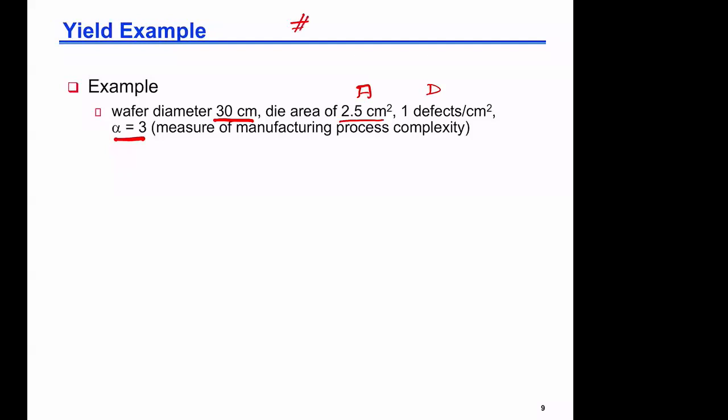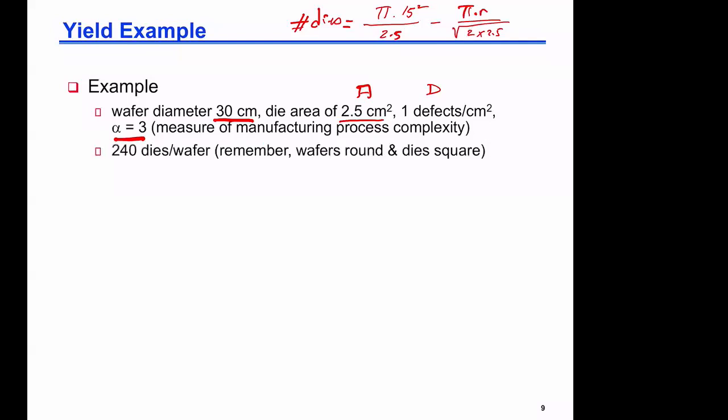The number of dies that we're going to fabricate is going to be the wafer area, which is pi r squared, so pi times 15 squared, over the die area, which is 2.5. The two units are centimeters squared, so we are fine, minus the wafer perimeter, which is pi r over some constant, which is root 2 times the die area. This tells me that per wafer I have 240 dies. As we said, the wafer is round and the dies are square. Great. Now we want to find the yield.